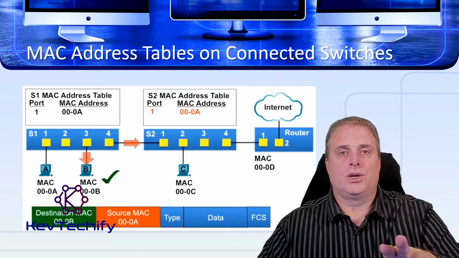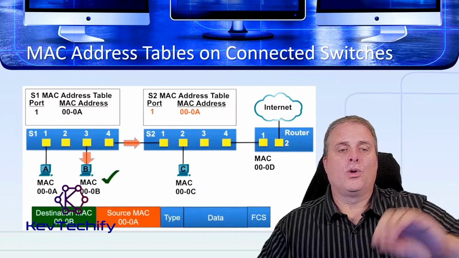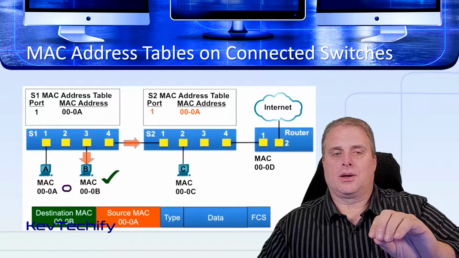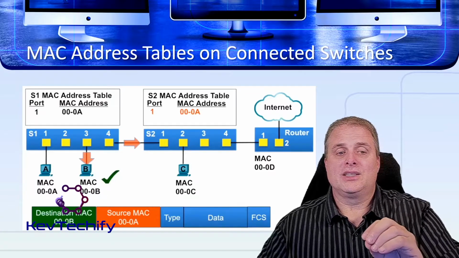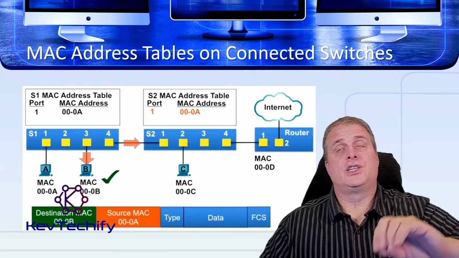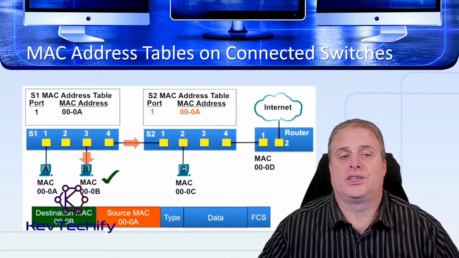Now, notice, we can look and see that if we go the other way, when switch 2 gets a frame destined for 00A, it doesn't necessarily forward it to its final destination. It forwards it to switch 1, then switch 1 can forward that to its final destination.